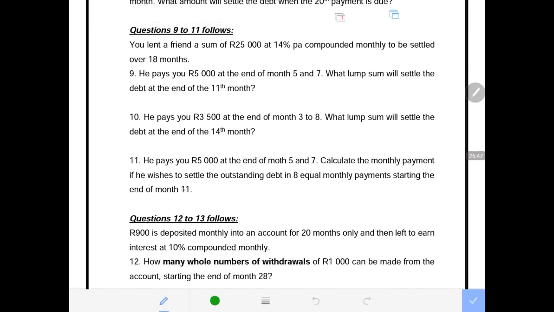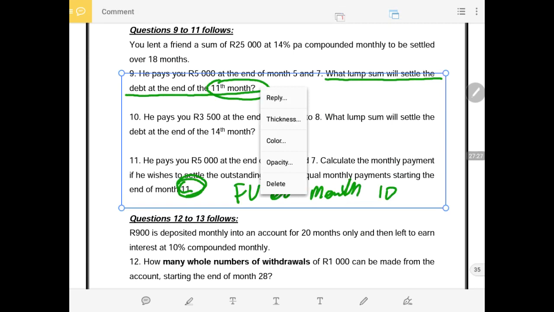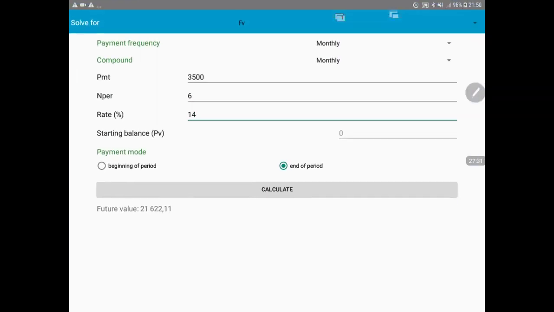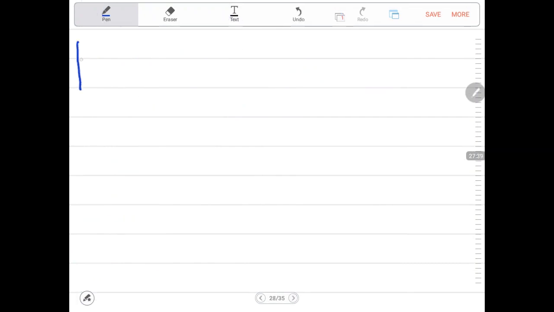I want to highlight again this fact that month number 11 is not the focal date. Previously, month number 11 was the focal date because we needed to know what lump sum of money would settle the debt at the end of month 11. In this case, we want to know how much he must pay monthly starting from month number 11, meaning we need a future value a period before month 11, meaning future value at month number 10. So please bear that difference in mind. I want to make it very clear to you because it is really the major difference. Now we continue on that note, drawing the line, knowing that our focal date is month number 10.